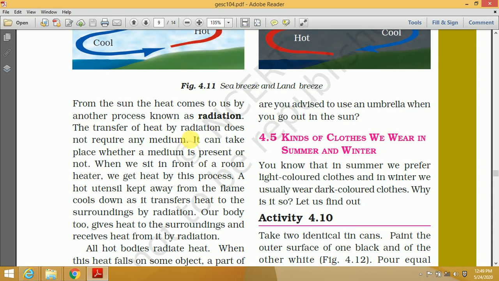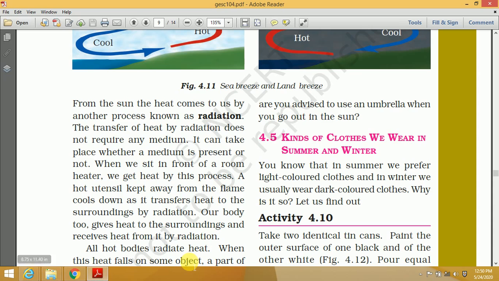The transfer of heat by radiation does not require any medium. It can take place whether the medium is present or not. When we sit in front of a room heater, we get heat by this process. A hot utensil kept away from the flame cools down as it transfers heat to the surroundings by radiation. Our body too gives heat to the surroundings and receives heat from it by radiation. So radiation is the third method by which heat gets transferred from one point to another, whether a medium is present or not.